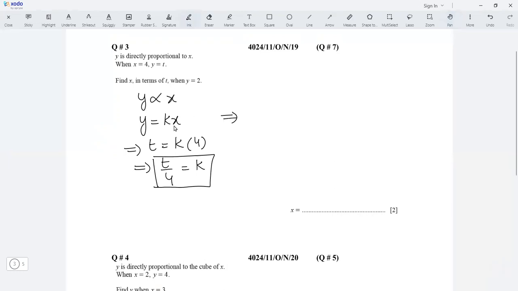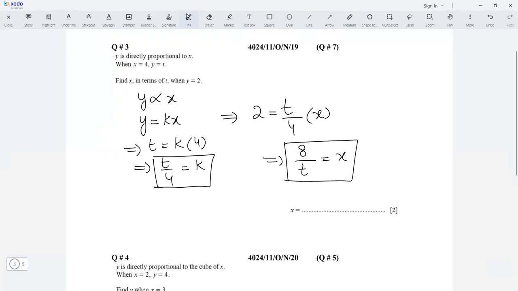We have to use this specific equation, and we replace y with 2. In place of y, I'm writing 2. In place of k, I'm writing t by 4, because it was the value of k in terms of t. And x must be written as it is. Now cross multiply: x and t are multiplied. 4 is multiplied with 2, which gives 8. 4 times 2 is 8, and t is multiplied with x. That t will be divided onto the other side. It results in 8 over t equals x.